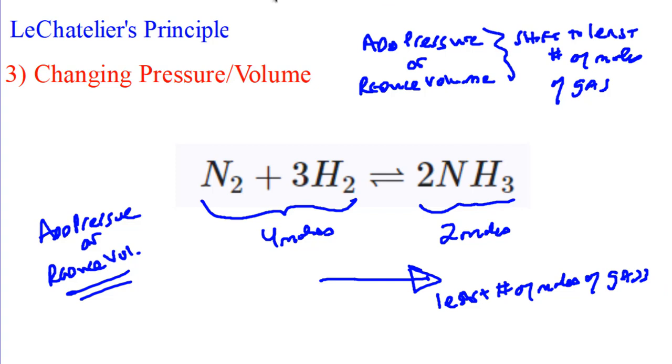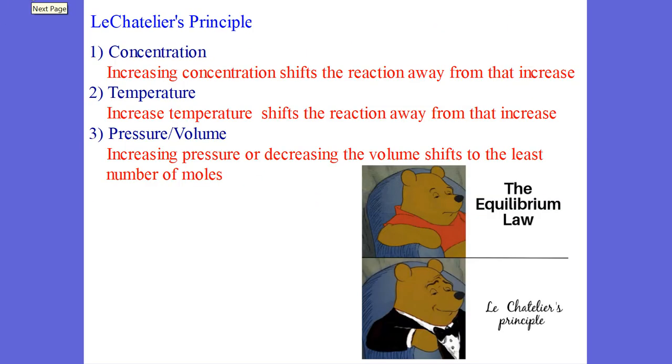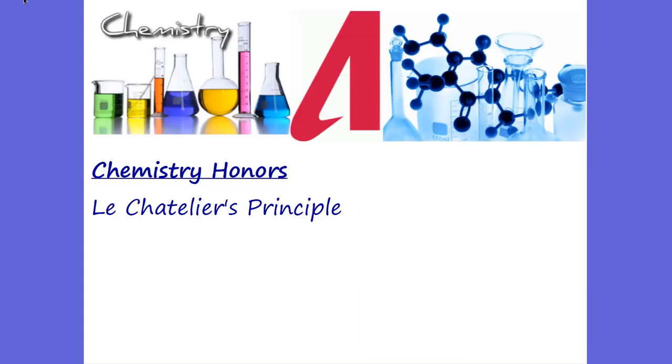And so that is, if I could spell gas correctly, G-A-S is how you spell gas. Okay? And so that is LeChatelier's principle, or the equilibrium law. If we add concentration, it shifts away from that increase. If we increase temperature, it shifts away from that increase. Endothermic reaction, it shifts to the products. If we increase the pressure, decrease the volume, it shifts to the least number of moles.